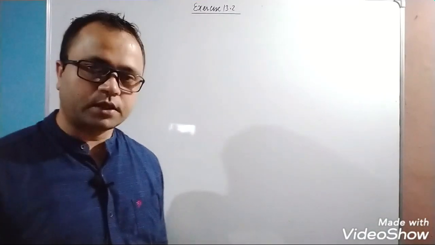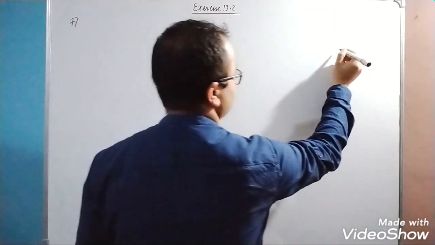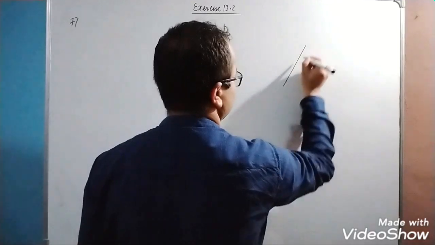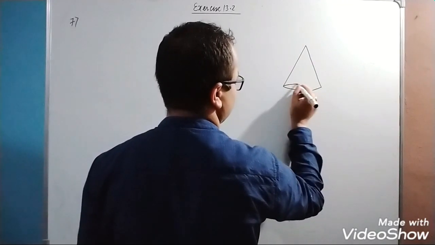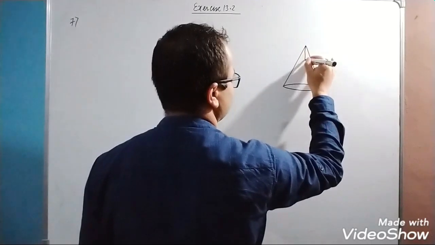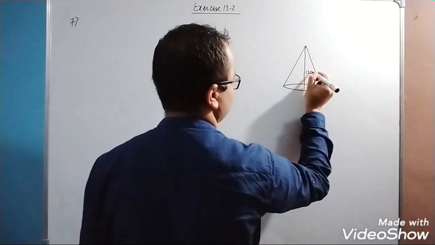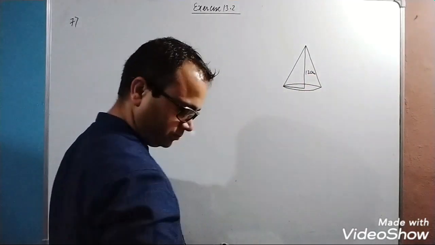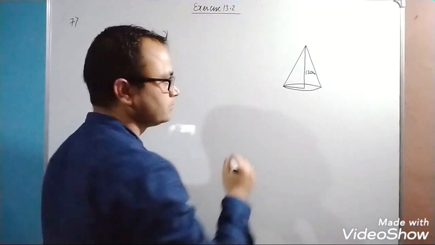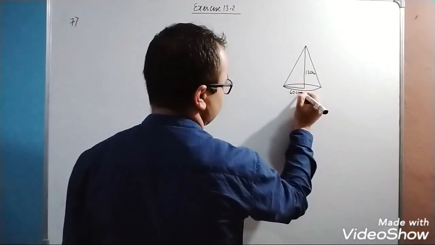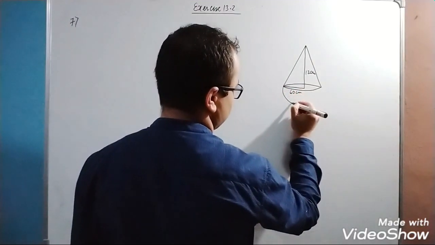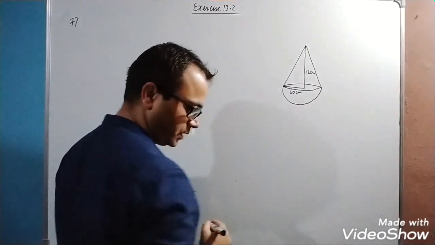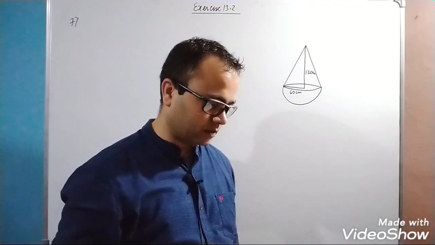A solid consisting of a right circular cone of height 120 centimeter, and the radius is 60 centimeter, standing on a hemisphere of the same radius, that is 60 centimeter, is placed upright in a right circular cylinder.